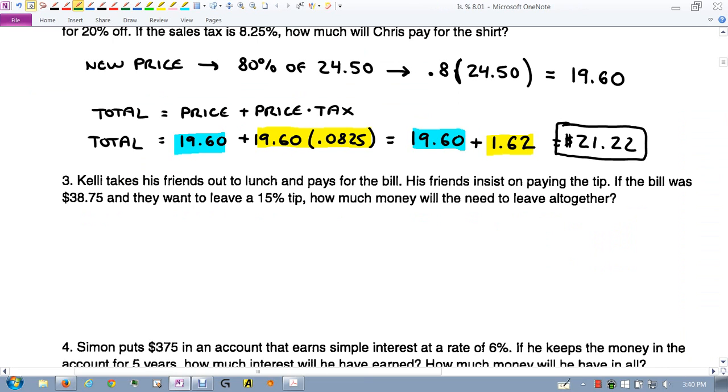Kelly takes his friends out to lunch and pays for the bill. His friends insist on paying the tip. If the bill was $38.75 and they want to leave 15% tip, is that cheap? Is that good nowadays? 15%? 15% of the total? Or what's proper these days? Tax times 2? So what's tax rate?